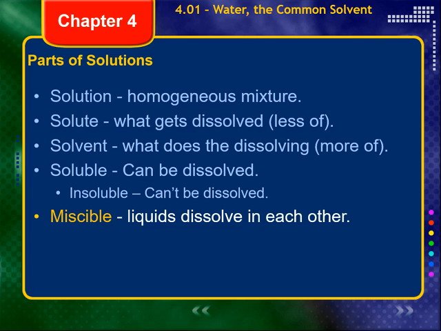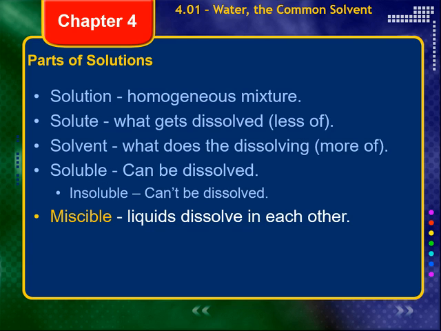Solute is what's getting dissolved. So if I put some, for example, salt in water, salt is the solute. It's getting dissolved, meaning there's less of that salt. Solvent is the thing that's doing the dissolving. There's more of that. If I'm going to throw a little bit of salt in some water, I'm going to have a large amount of water. Maybe it's a glass of water or a pot of water on the stove. There's going to be more of the solvent than the solute. And for the most part, we're going to be talking about water as the solvent in this chapter.